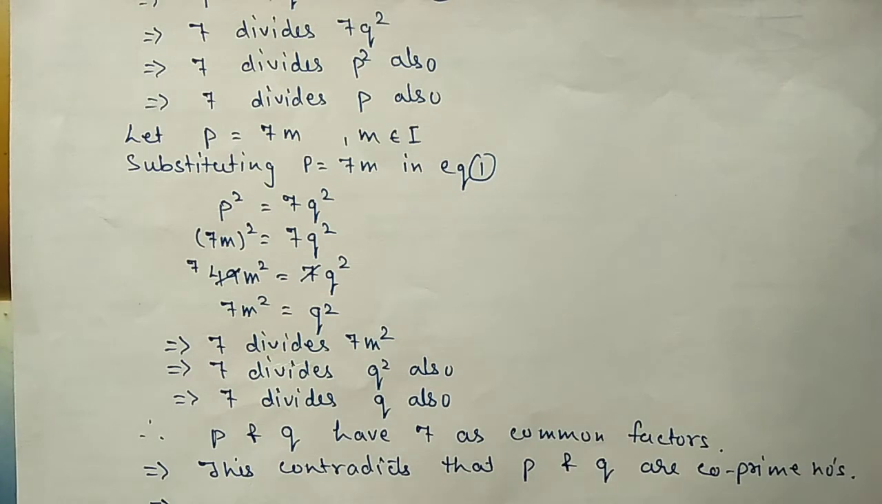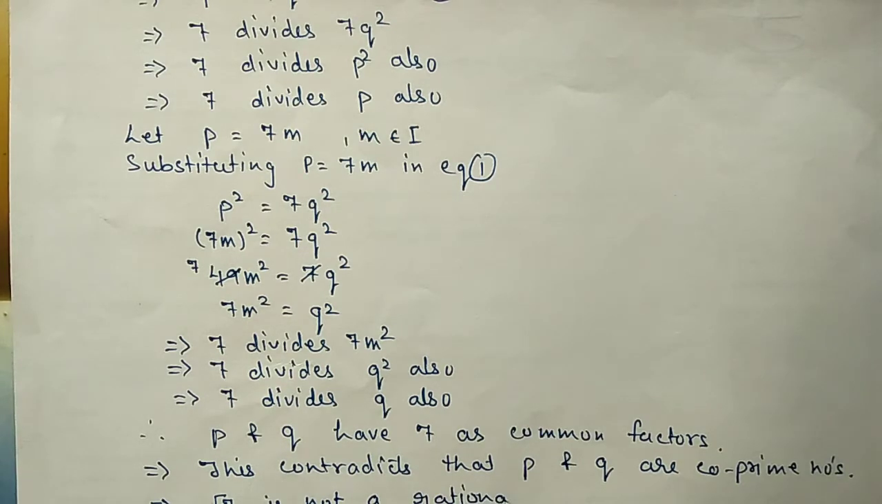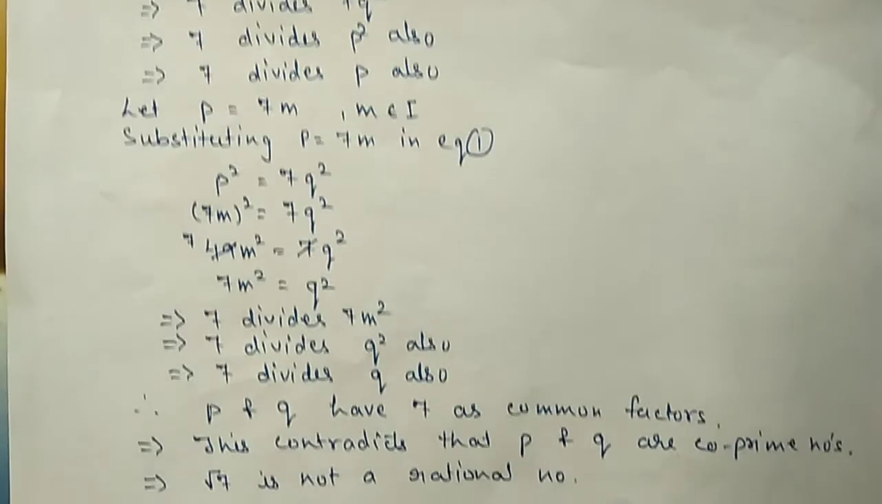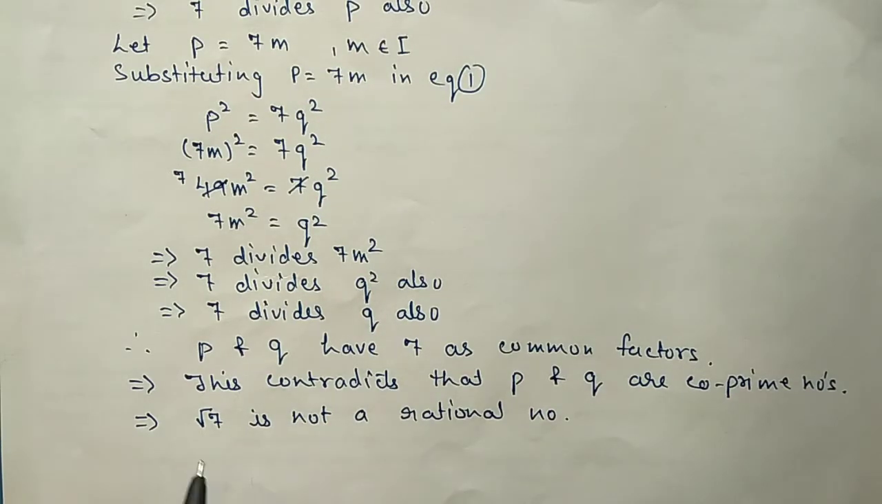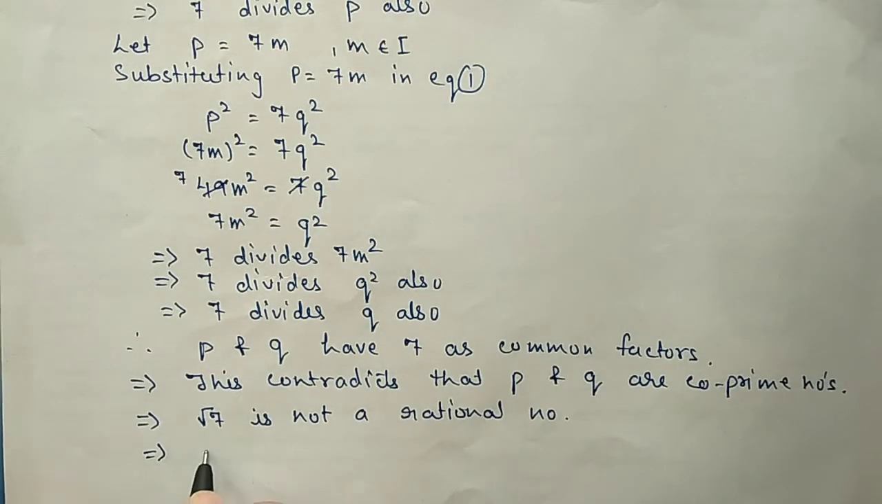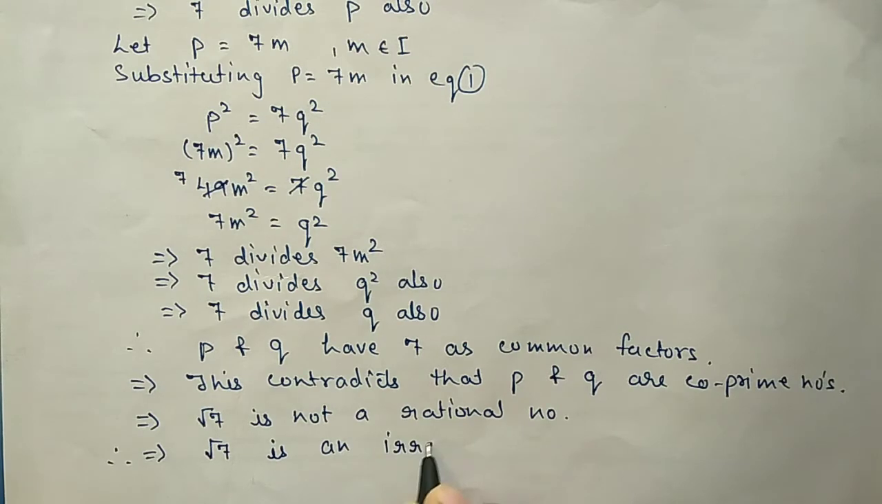It means this root 7 is not a rational number. And if it is not a rational number, it means it is an irrational number. So therefore root 7 is an irrational number.